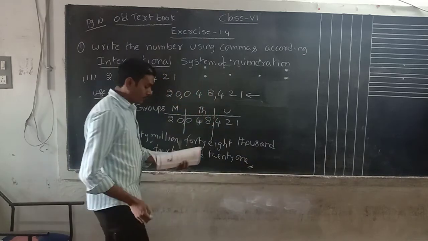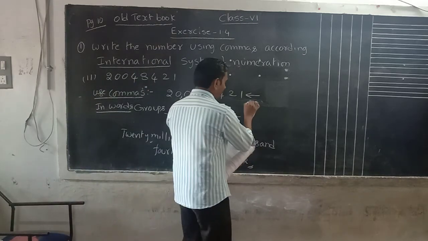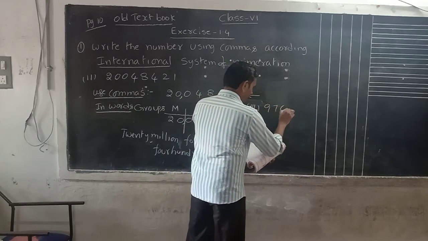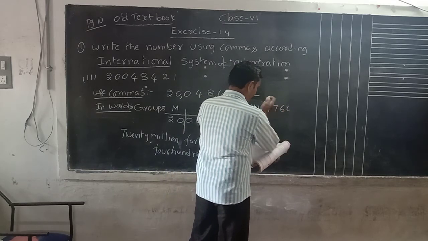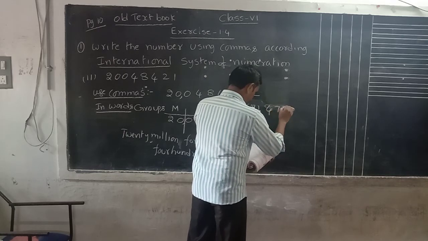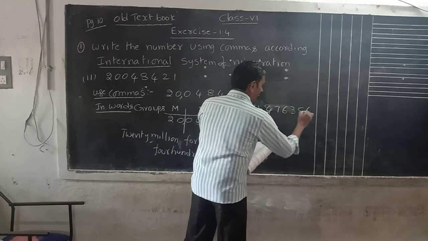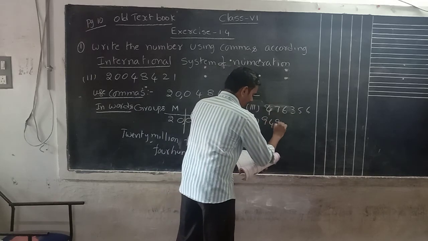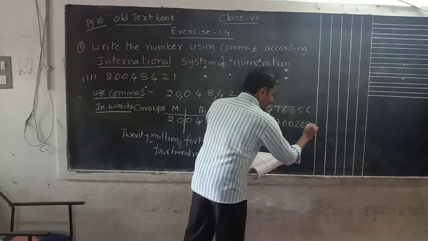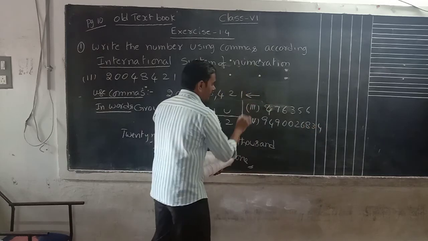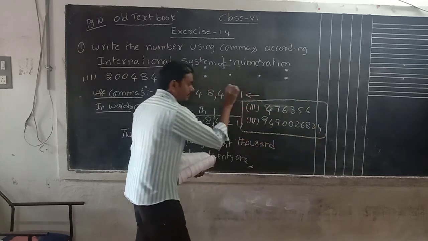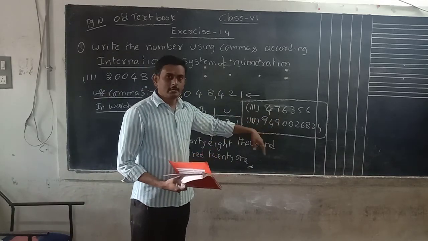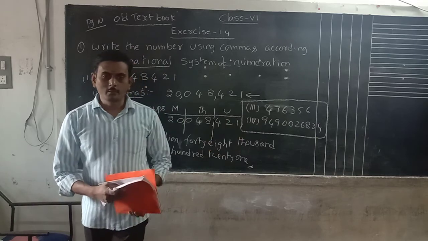Okay, we have to do the homework. What is the homework? For these two numbers we have to write the international system: 476356. And one more sum is there: 949002684. For these two numbers, we have to write the international system and the Indian system. First write the international system for each number, later write the Indian system. Write in words.